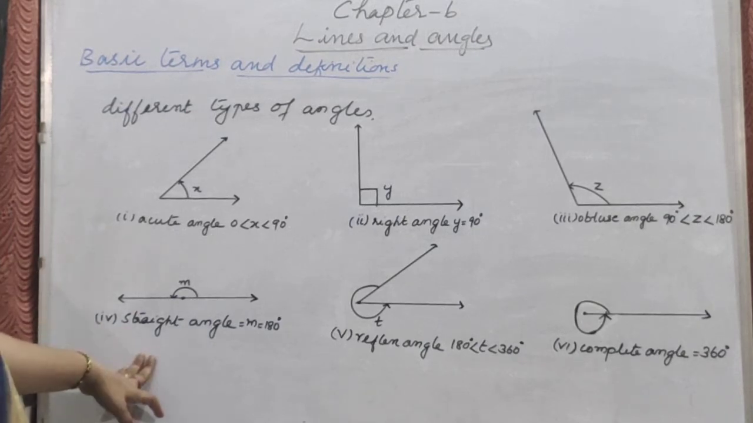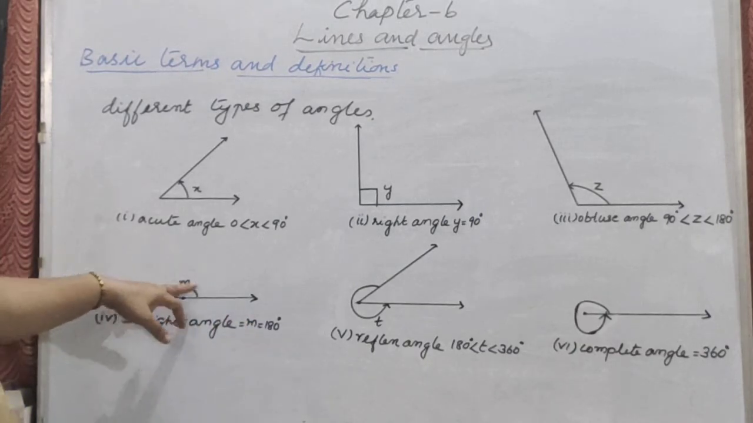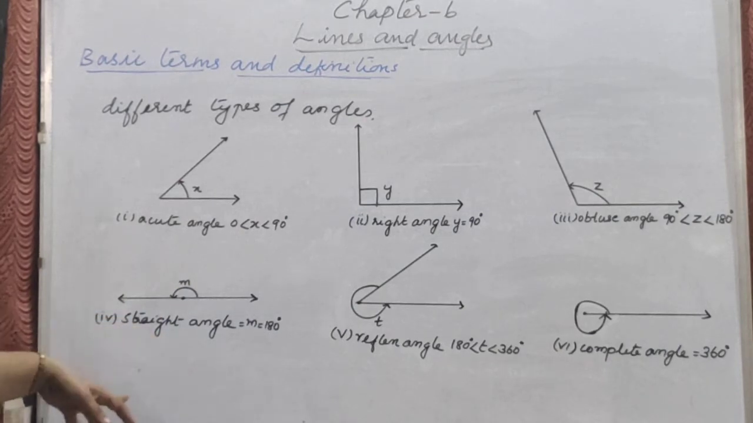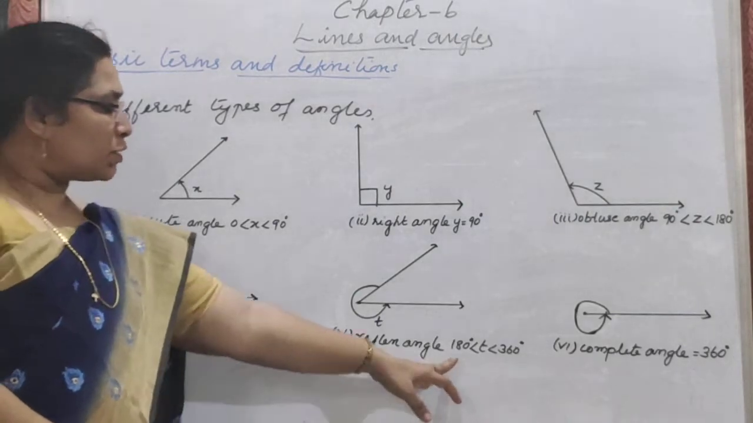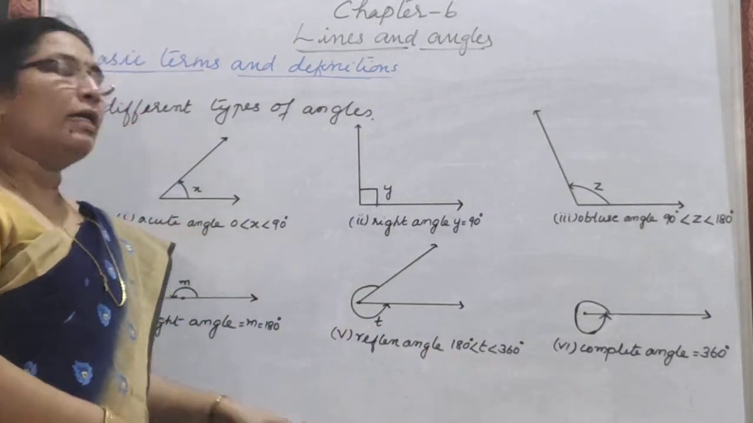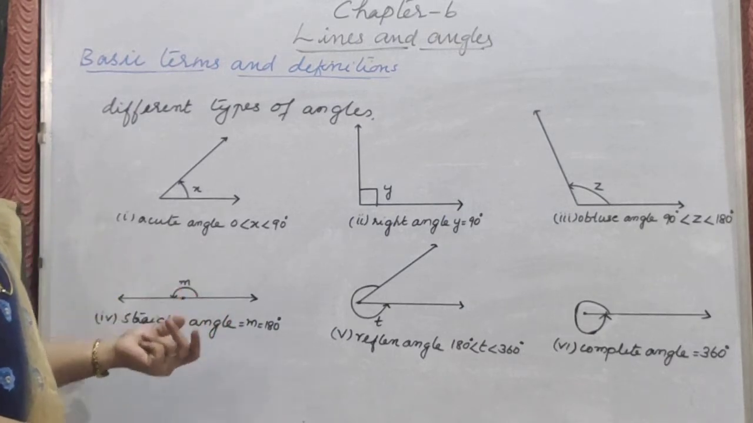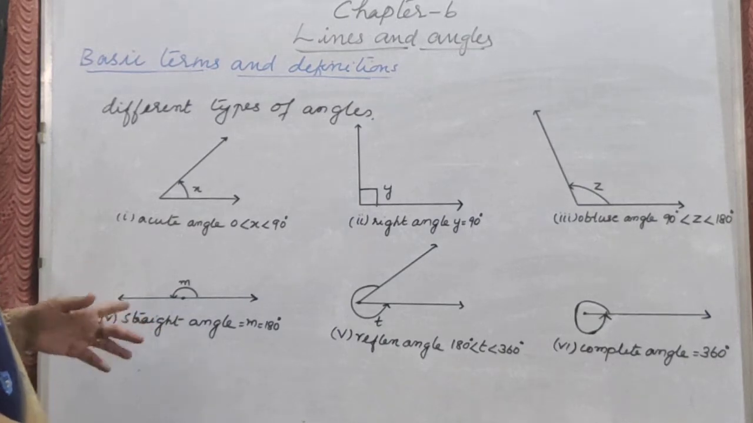Now what is the next angle? Straight angle. Straight angle means what is the value? 180 degrees. The diagram will be a straight line only. We have to mark the angle like this. So straight angle, when the angle measurement is equal to 180 degrees. Now reflex angle varies between 180 degrees and 360 degrees. That means more than 180 and less than 360 degrees. Complete angle means the value is equal to 360 degrees.